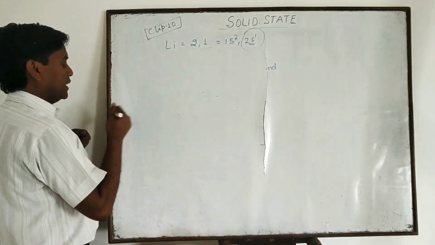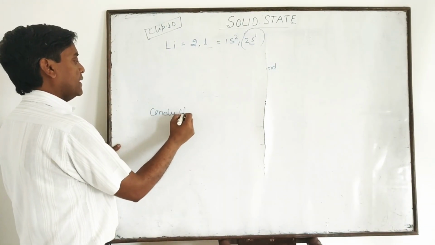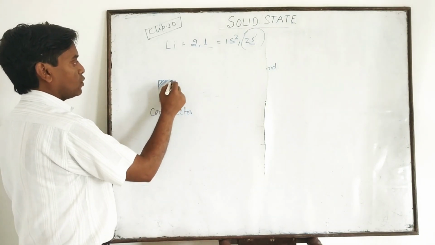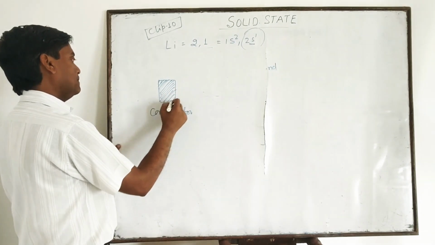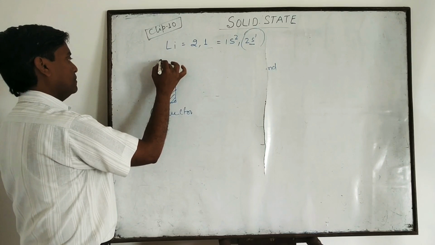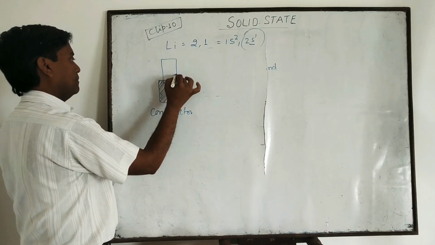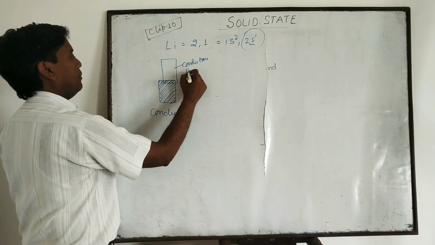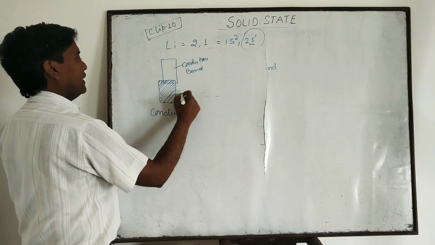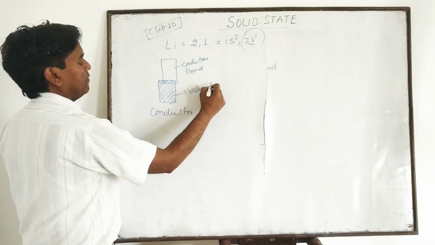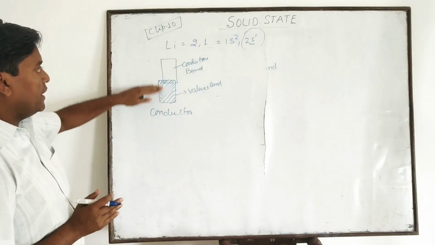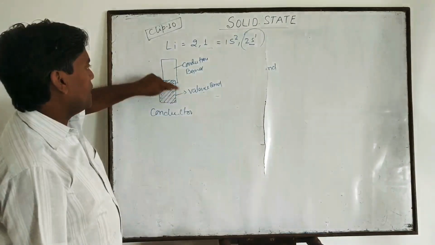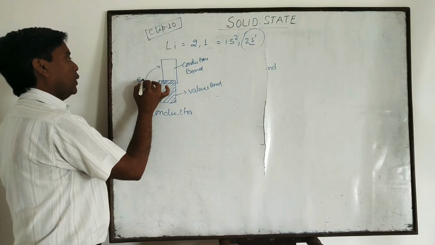In case of a conductor, this is a valence band highly occupied by the electrons, and this is a conduction band. Actually, in case of a conductor, between the conduction band and valence band there is no gap. That's why electrons easily jump from the valence band to the conduction band and conduct the electricity very nicely.